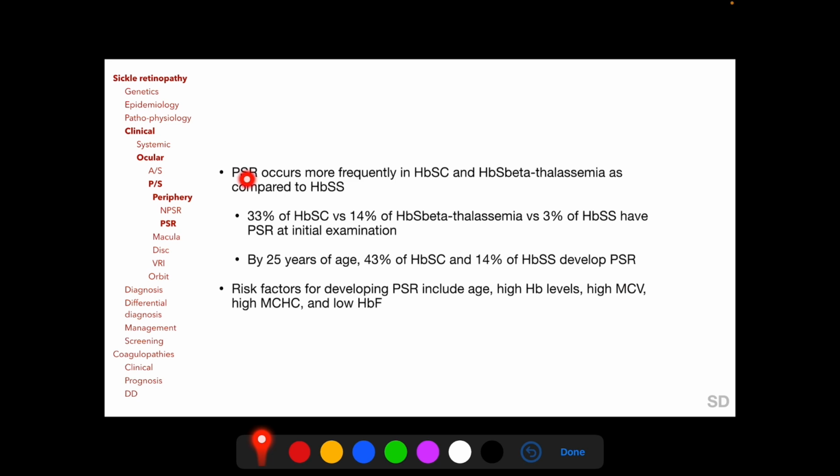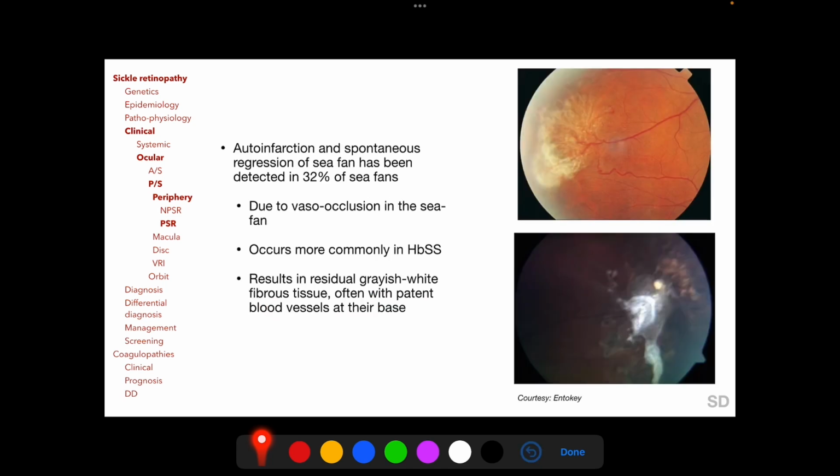Non-proliferative sickle cell retinopathy occurs more frequently in patients with HbSC and HbS beta thalassemia genotypes as compared to patients with HbSS genotype, and this is very important to remember. And risk factors for developing PSR include age and factors which promote sickling, such as high hemoglobin levels, high MCV, high MCHC, and low HbF levels.